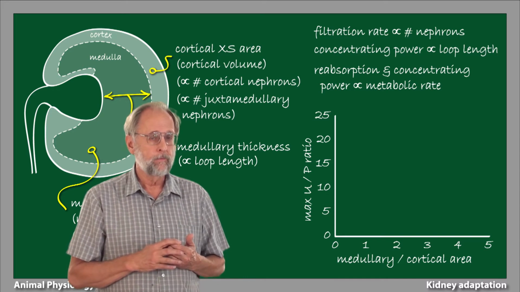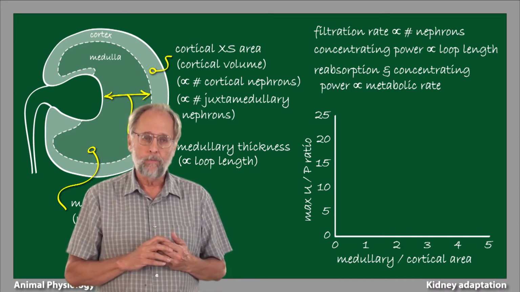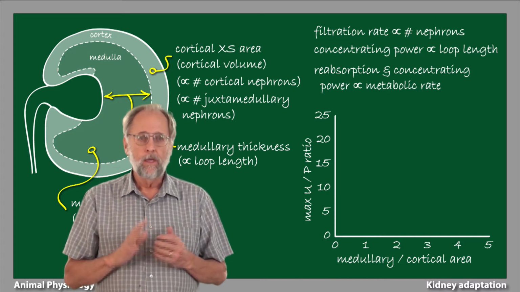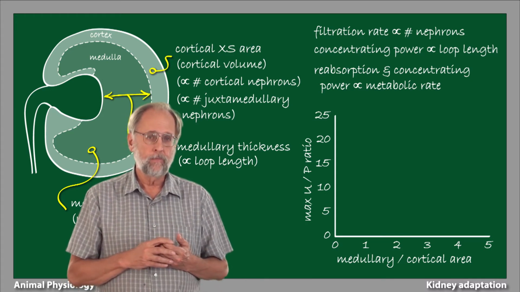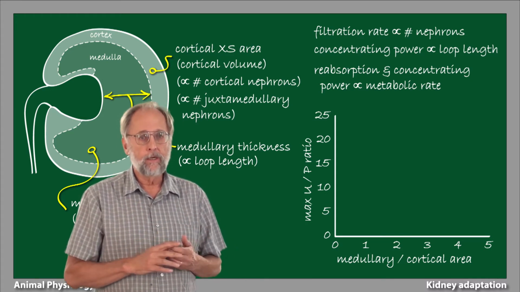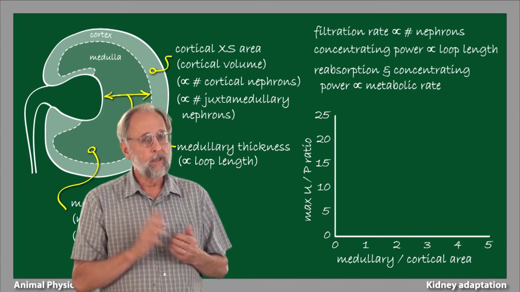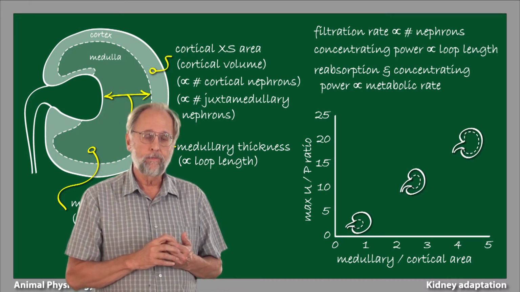plasma. In the kidneys of fishes, amphibians, and reptiles, remember, this ratio can only rise to a maximum of 1. The urine can never be more concentrated than the plasma. With respect to the medullary over cortical area, the larger this ratio is, the relatively thinner the cortex is, as shown in these little cartoons here.